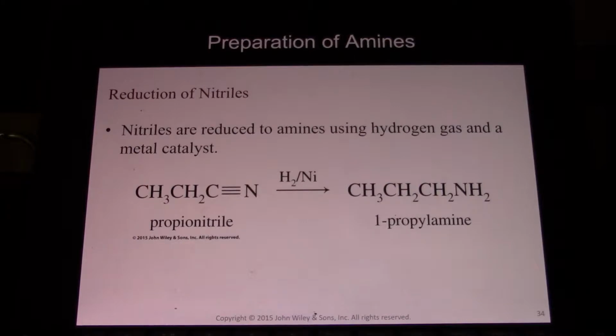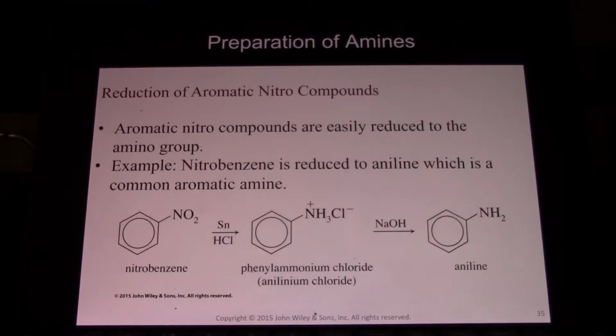Reduction of nitriles with hydrogen and nickel. You just gain the hydrogens across this triple bond, and we get down to an amine group. Reduction of aromatic nitro compounds. Tin metal with hydrochloric acid reduces a nitrobenzene down to an aniline.